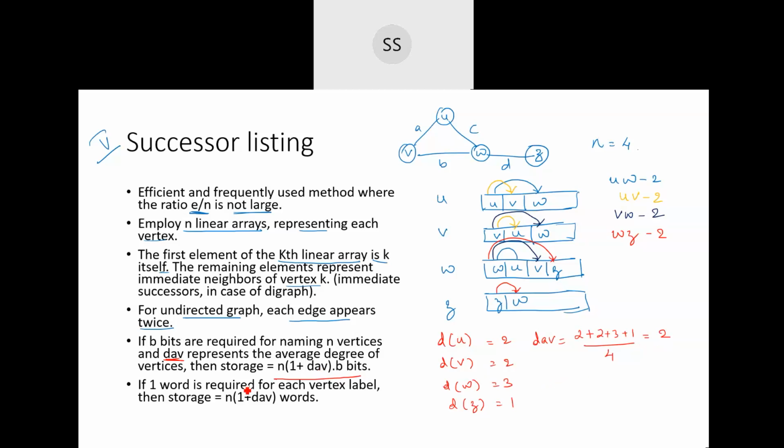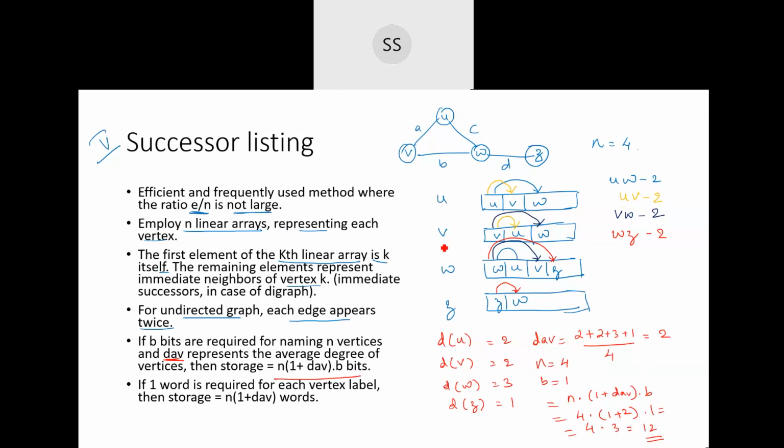Okay. Now, what is the storage? I say the number of vertices is 4. The number of bits required is 1 for representing each vertex. So the storage is n into 1 plus DAV into B bits, which is equal to 4 into 1 plus 2 into 1 bit. So that is going to be 4 into 3. 4 threes are 12. You're assuming that each one of them requires only 1 bit.